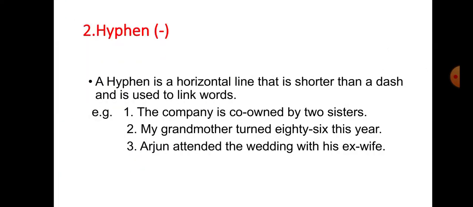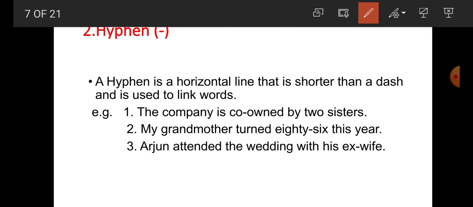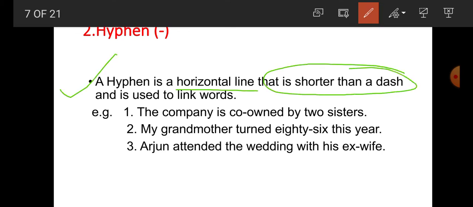Now the next one is, students, the hyphen. What is a hyphen? Students, a hyphen is a horizontal line that is shorter than a dash. It is very important here that a hyphen is a horizontal line and it is shorter than a dash, and it is used to link words. Why is it used, students? It is used to link words. So with the help of examples, let's make it clear. The company is co-owned by 2 sisters. So here the word co-owned is joined with a hyphen.